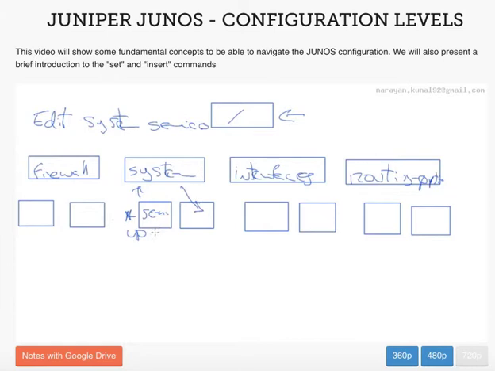Up also takes numbers as parameters, which is useful because if you're, let's say, in the interface and you're 5 levels down and you want to move 3 levels, you can just do up 3, and it will move you 3 levels up. The same way, if you're 10 levels down and you just want to move to the root of the configuration, you can just do top, and it will move you to the top.